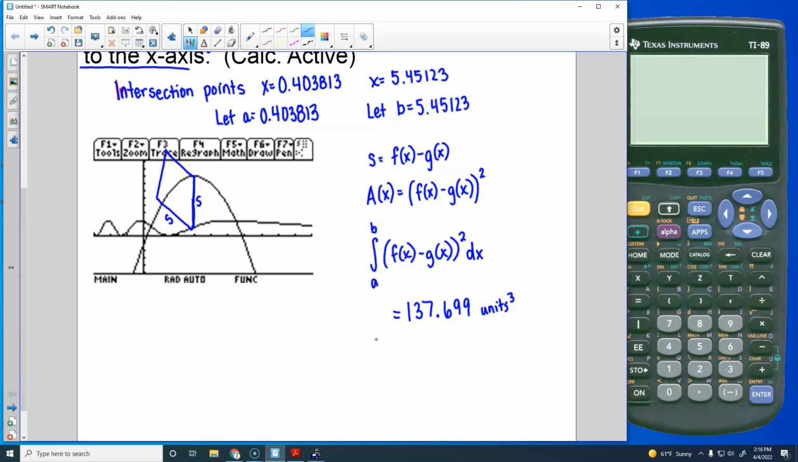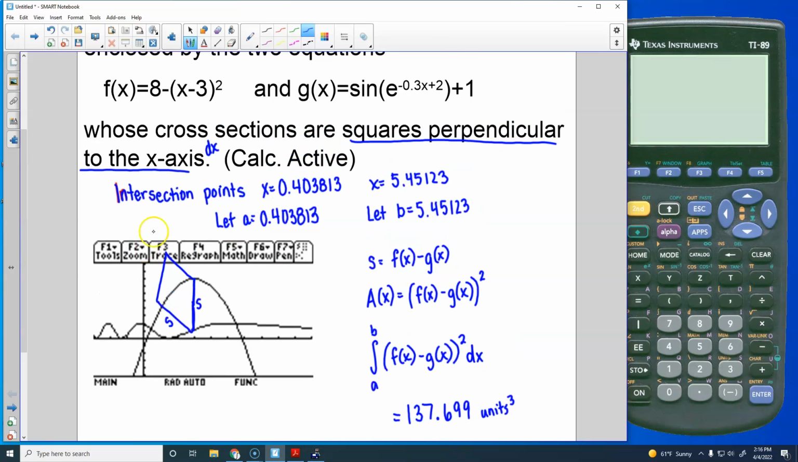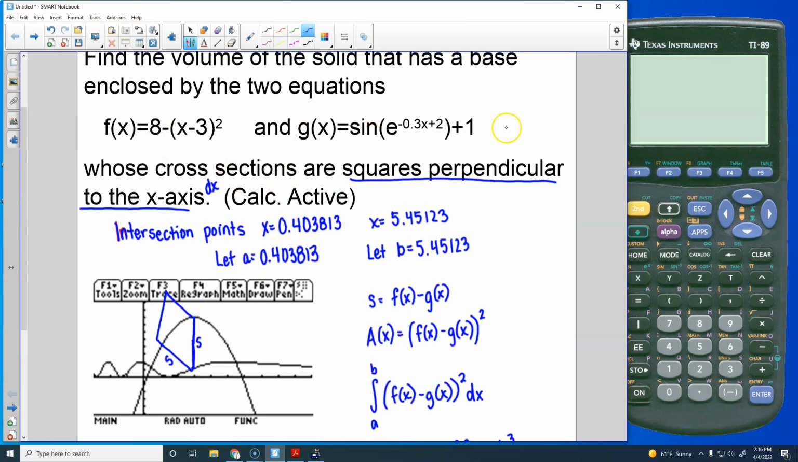Yeah, so if you have cross sections perpendicular to the y-axis, your equations have to be in terms of y, so they have to be solved for x. In this case, everything was in terms of x. Our equations were solved for y, so that they had x's in the equations. So we didn't have to deal with that.